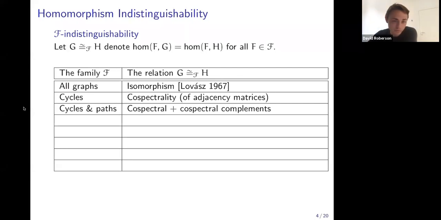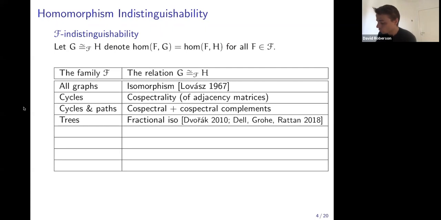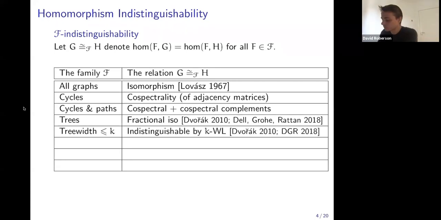If we include both cycles and paths, then you get that they're cospectral with cospectral complements. If you do trees, you get this notion of fractional isomorphism, which is like a linear relaxation of isomorphism. And this is by Dvorak and independently Dell, Grohe and Rattan, and both of those sets of authors also generalize this to looking at the class of graphs with tree width at most k. And it turns out this is equivalent to another notion that's already been studied. It means that the graphs are indistinguishable by the k-dimensional Weisfeiler-Lehman algorithm.